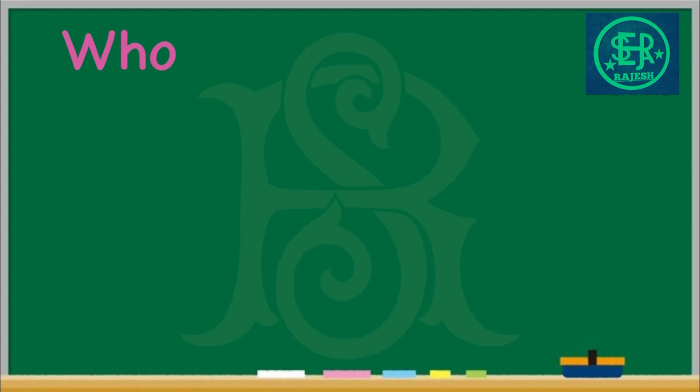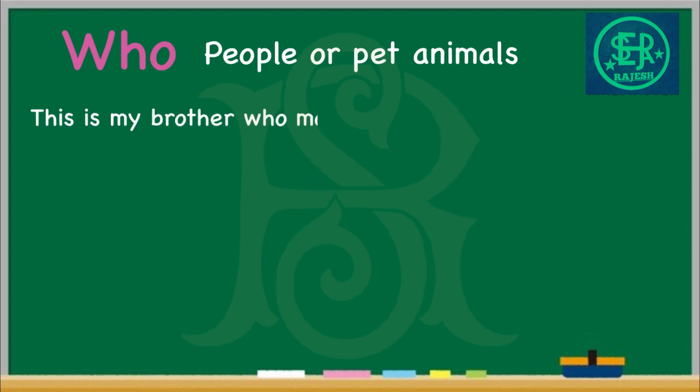Relative pronoun who. We use who in relative clauses to refer to people and sometimes to pet animals. We use it to introduce defining and non-defining relative clauses. So, let's look at some examples. This is my brother who moved to Australia last year. This is a defining relative clause, and here who refers to my brother.